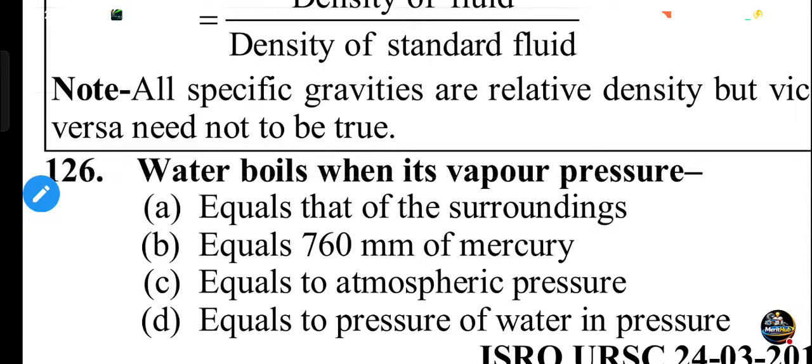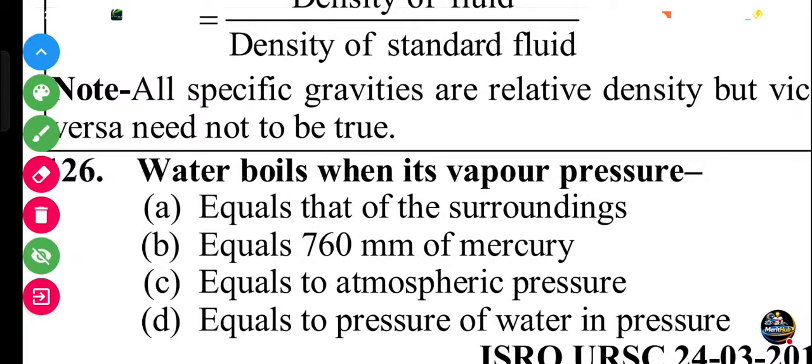Water boils when its vapor pressure: A, equals that of the surroundings; B, equals 760 mm of mercury; C, equals the atmospheric pressure; D, equals the pressure of the water. If you know the answer, please comment. I give you a few seconds. The answer is A, equals that of the surroundings.